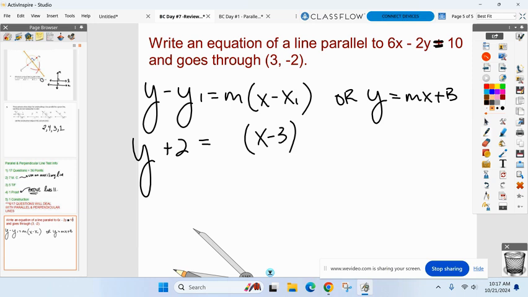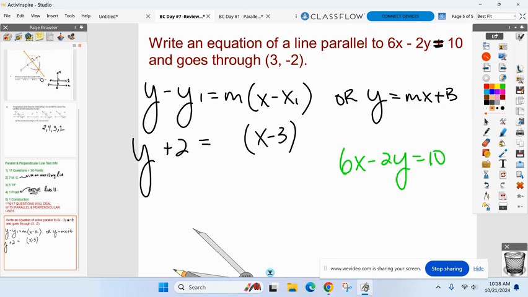All right. Now, I don't know how many of you feel comfortable right now. 6x minus 2y equals 10. I need the slope of this line because if they're parallel, it's going to be what? Equal or negative reciprocal? If they're parallel, they're going to be equal. So I do need the slope of this line. Is it 6? No, right? I need it in y equals form. I need it in slope-intercept.